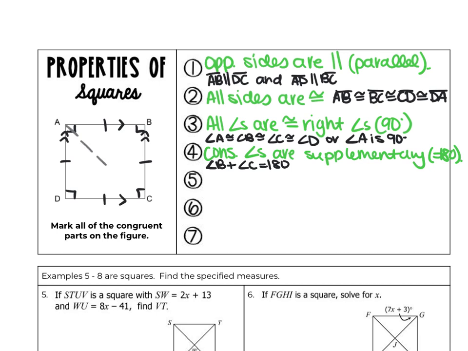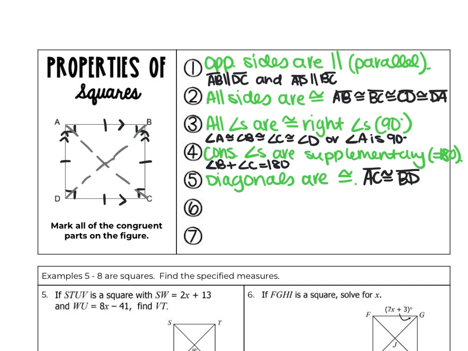Okay, the diagonals would be AC and DB. So diagonals of a square are congruent. Okay, so that means that AC is congruent to BD. There's not a good way to mark this because the middle is right here, and it's hard to mark that. So we'll basically just mark it when we do the halves of the diagonals. I'll show you that in a second.